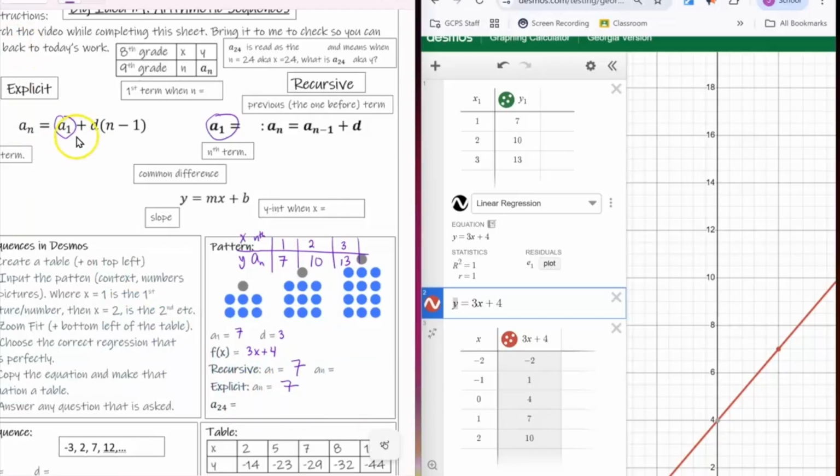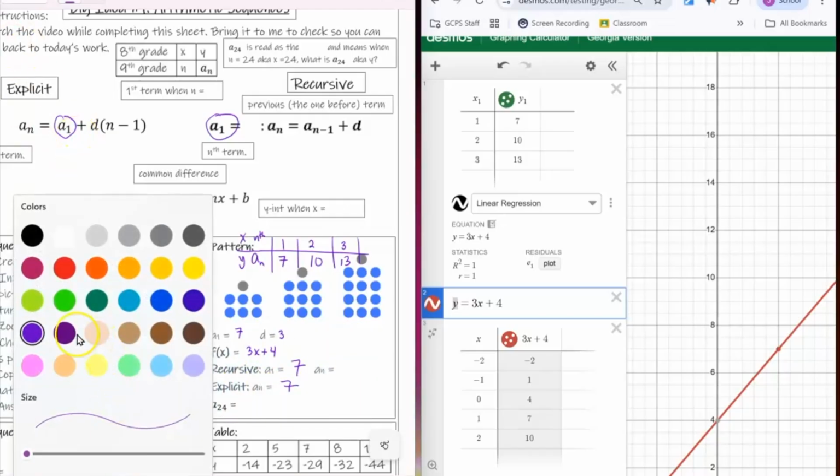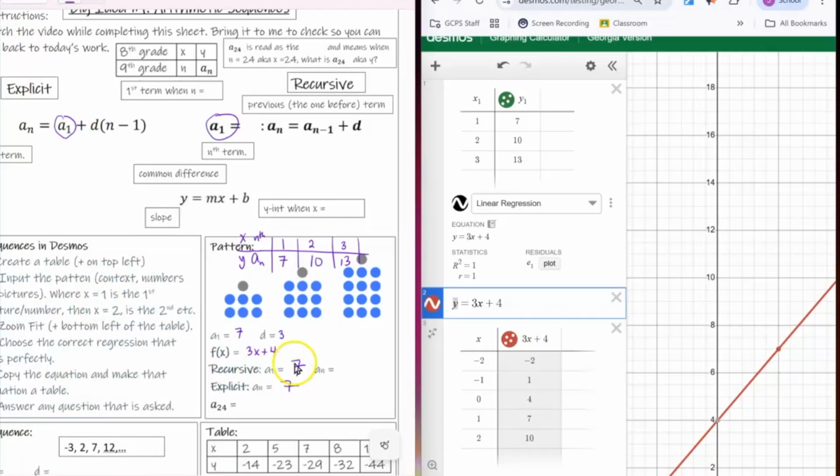Okay, so it's just now positioning the different things. All right, now that we know that, we're going to move on to the next one. So what is my common difference? The common difference is my slope, which is 3.